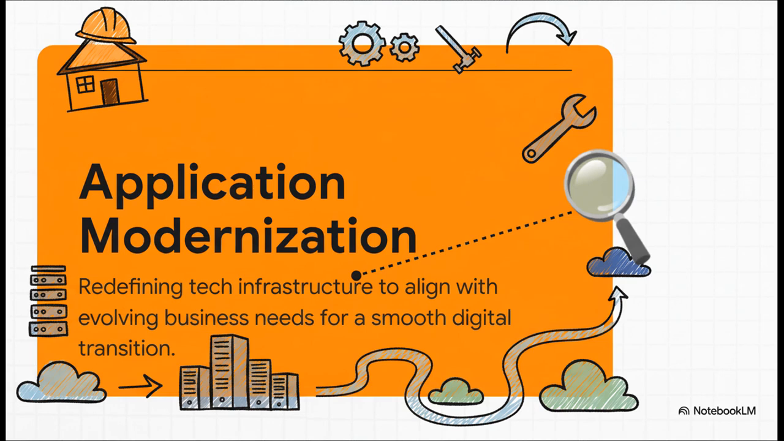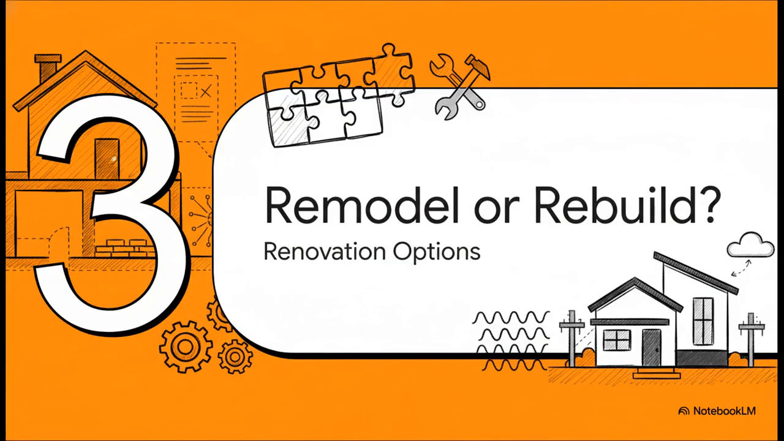And that whole process, that's what we call application modernization. It is all about taking that underlying tech infrastructure and redefining it so it actually meets today's needs. It's about making a smooth jump to new, advanced technologies without having to bring in the wrecking ball. So how do you actually do this? How do you renovate a piece of software? Well, as it turns out, there isn't just one way to go about it. Let's dive into some of the different options you have on the table.